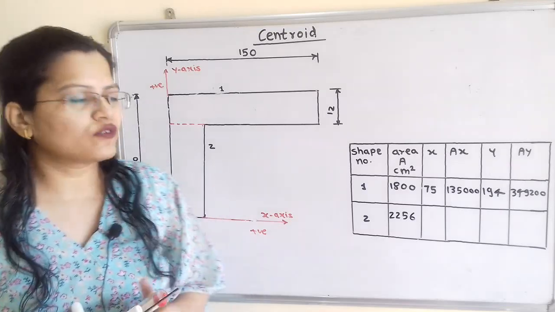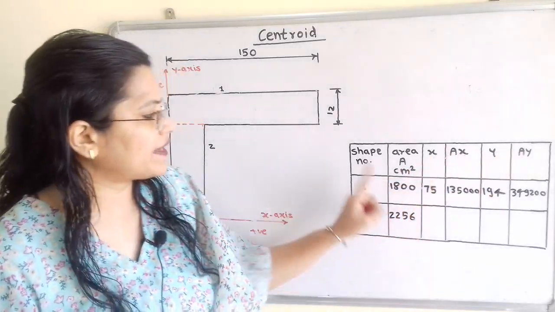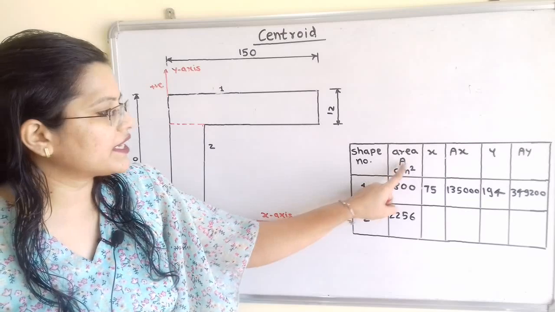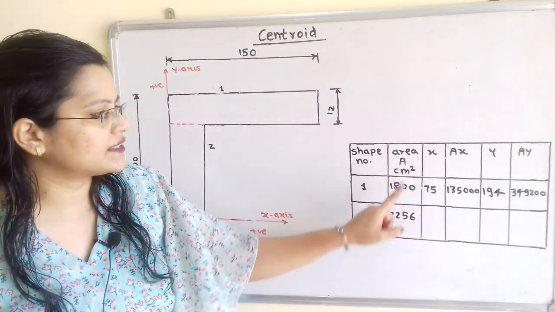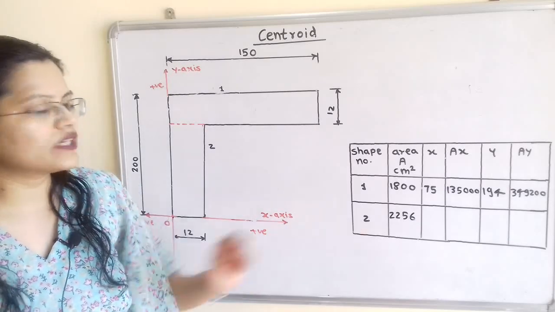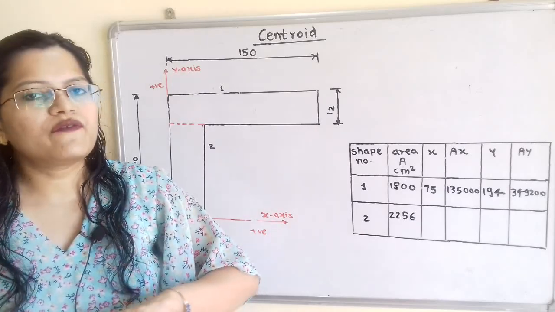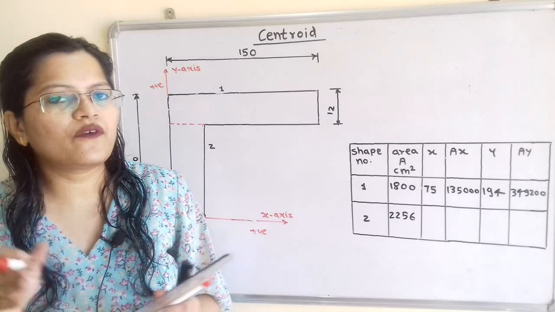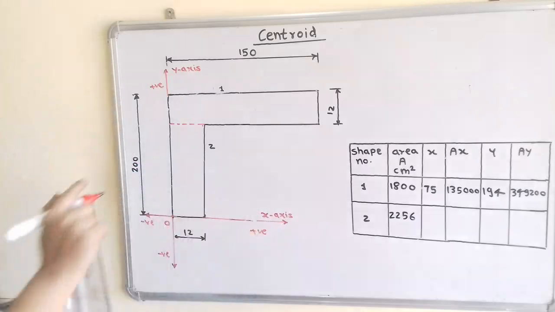Now we will find out the values of Ax and Ay. That is, we have to multiply this area with x, known as Ax, and this area with y, known as Ay. Now we will move to the shape number 2. So we will follow the same procedure. So first we have to select the center point.